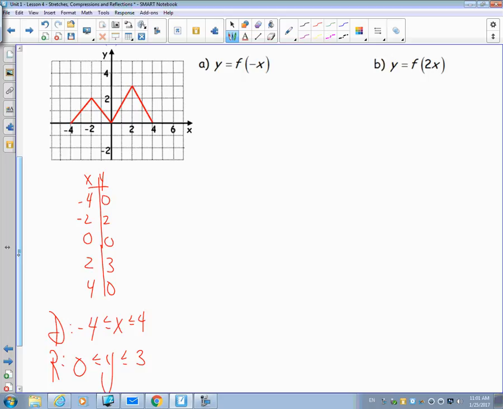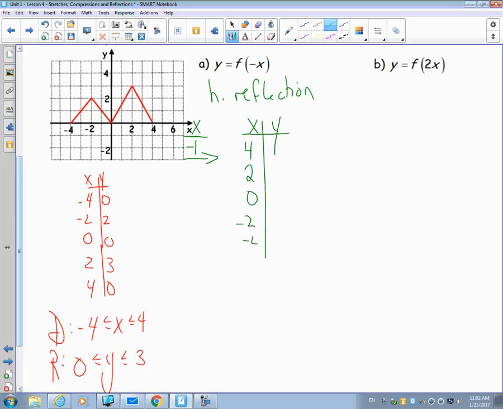Okay. What are we going to do first? I'm going to do a horizontal reflection, it's inside the bracket. How do I do that? I take the x's divided by k. So I'm dividing by -1 this time. What's going to happen? X, Y. My x is divided by -1, so I've got a +4, a +2, a 0, a -2, a -4. Y values: 0, 2, 0, 3, 0.